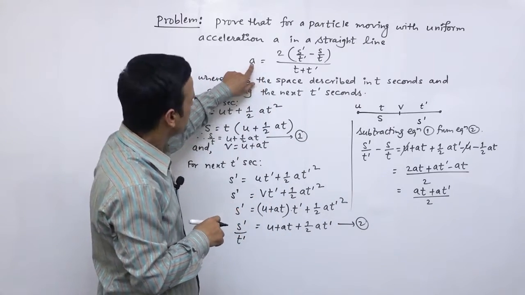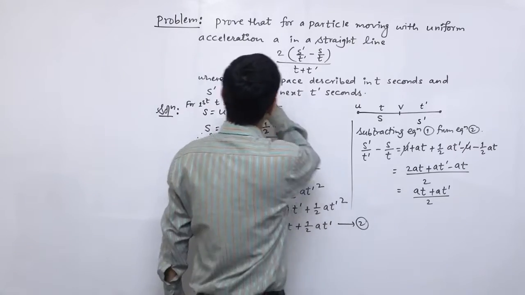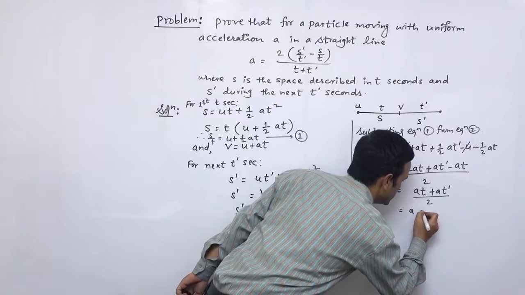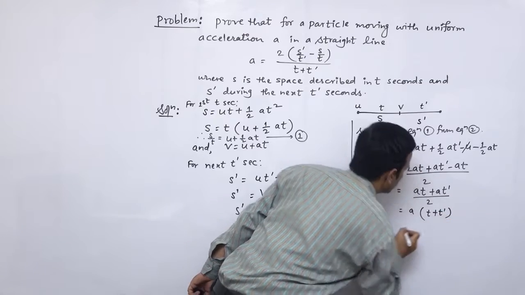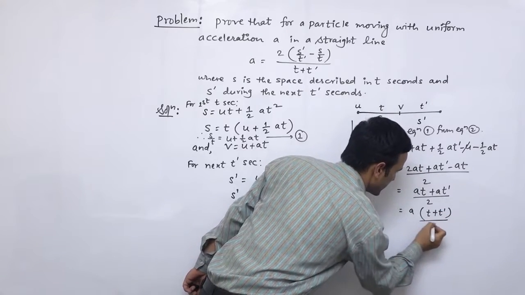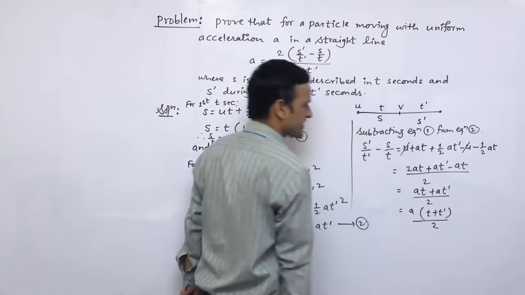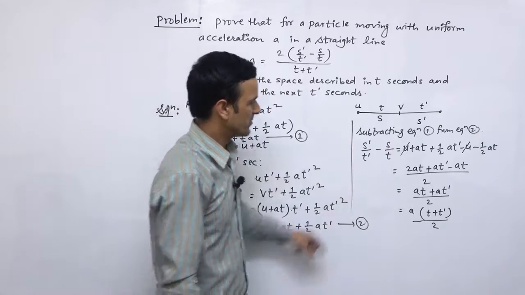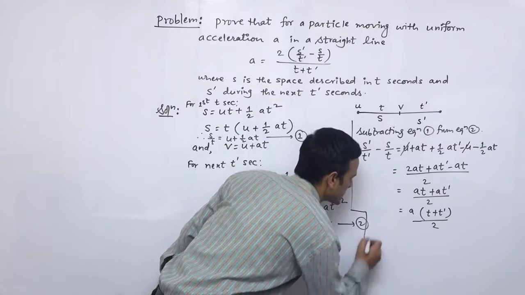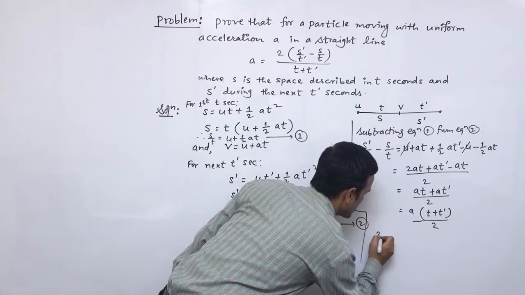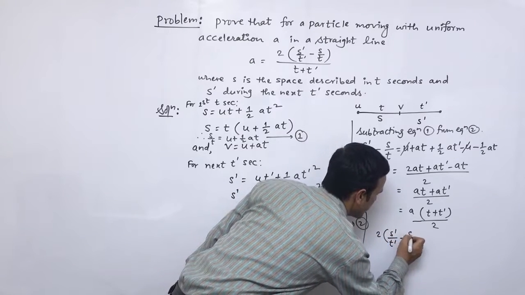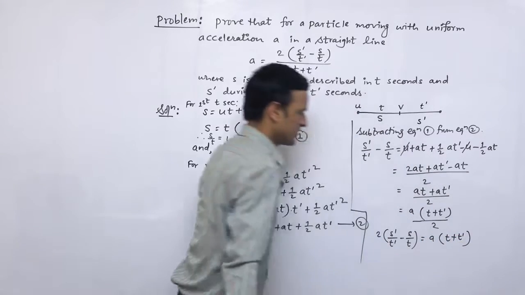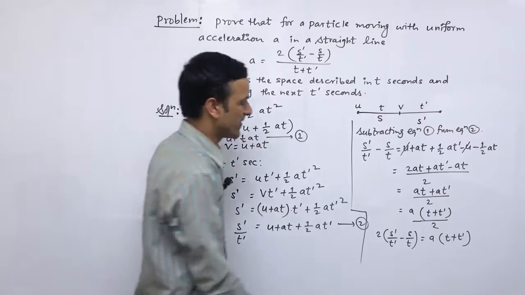We can separate the value of A from here, because we are going to find the value of A. A is common, (T plus T dash) divided by 2. So this 2 is multiplied over here. If you multiply this, then we get 2 times (S dash divided by T dash minus S upon T) is equal to A times (T plus T dash). So in this way we can find out the value of A.